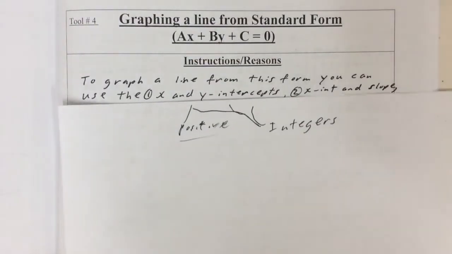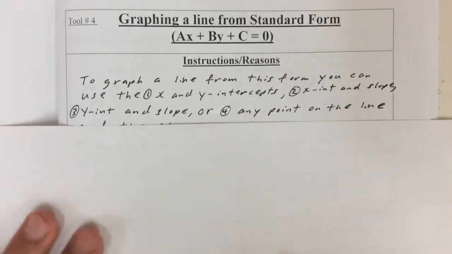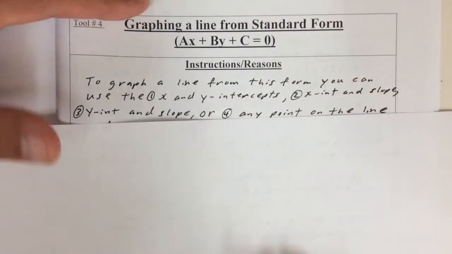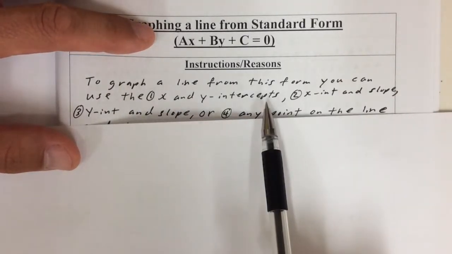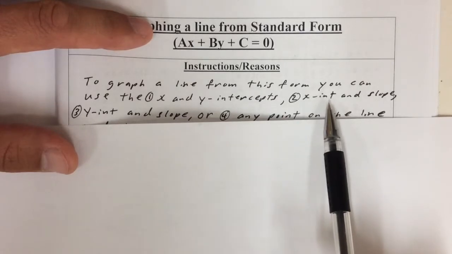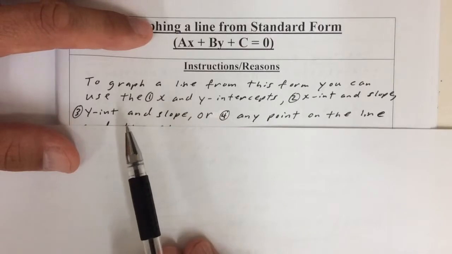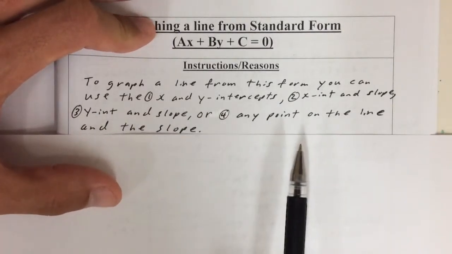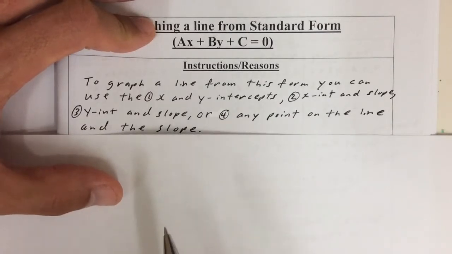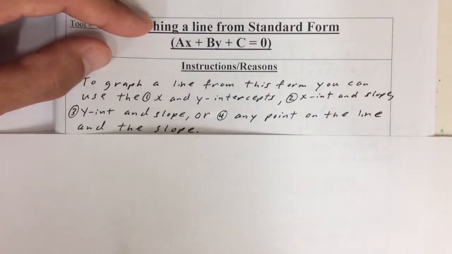All right, so to graph from standard form, you can use 1, the x and y intercepts, 2, x-intercept and slope, 3, the y-intercept and slope, or 4, any point on the line and the slope. So in this form, if you can get the x and y-intercepts and they're nice whole numbers or easy fractions to plot, then fine.